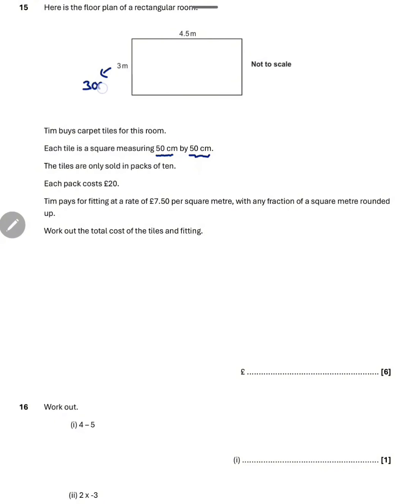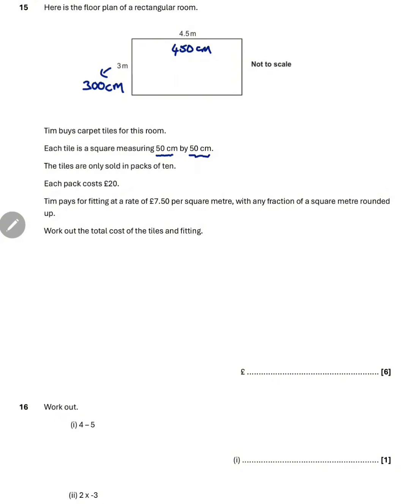So I'm going to change this to centimetres, just times in by 100. And same thing with the 4.5. If I times that by 100, I get 450 centimetres. That would get a mark just for doing a unit conversion. What I'm going to do to start with is just see how many of these tiles will fit in this room. And I'm going to do that just by counting.